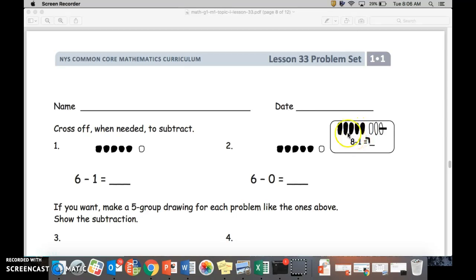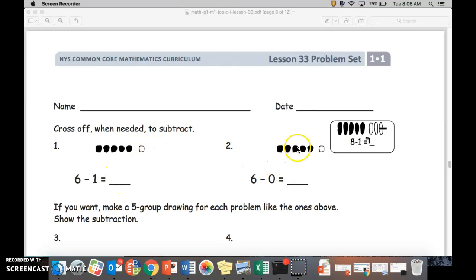They have 8, nice 5 groups, 5, 6, 7, 8, minus 1, crossed off 1, and I can see I have 5, 6, 7 left. So number 1 says 6 minus 1. So remember, cross off and write your answer.